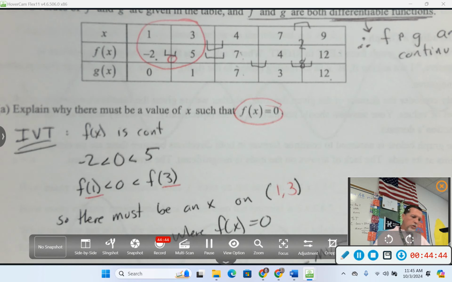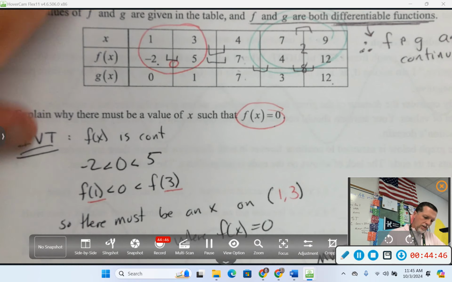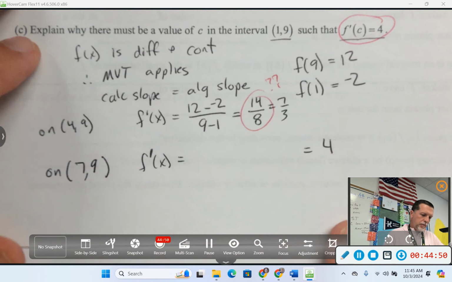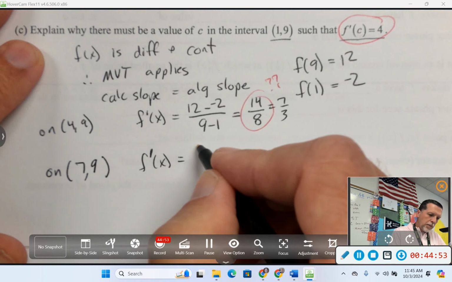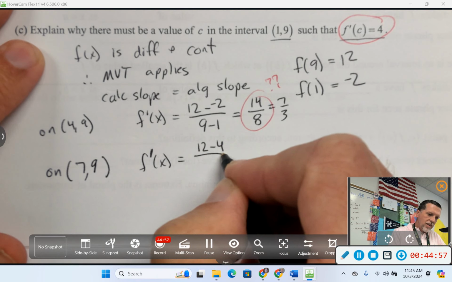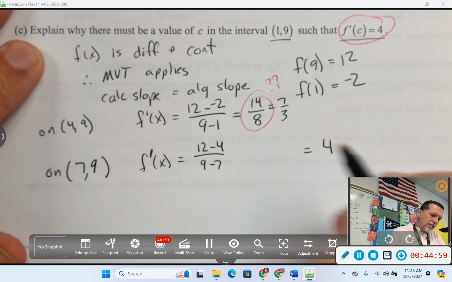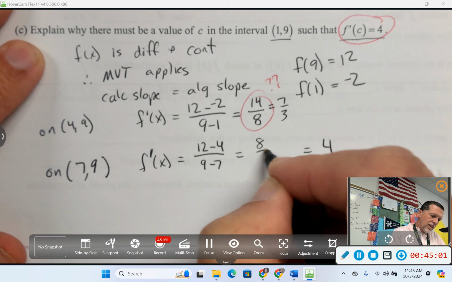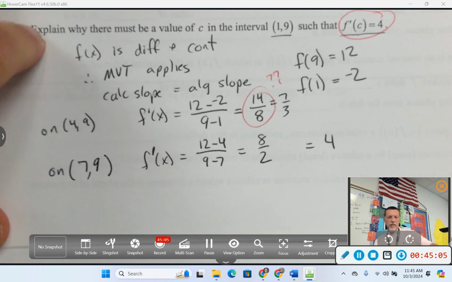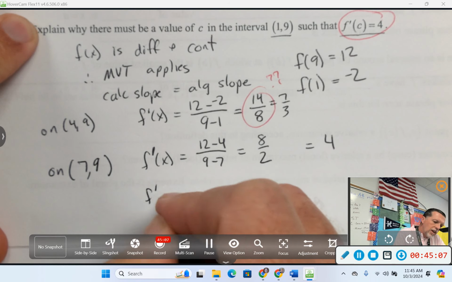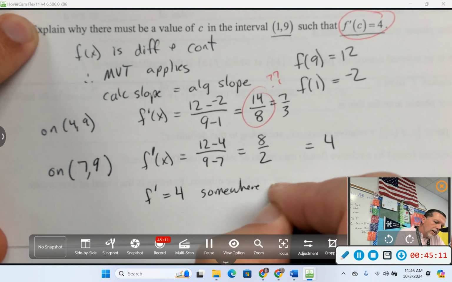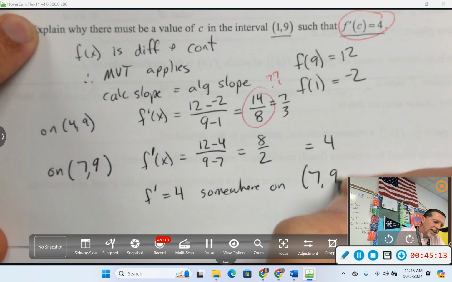Okay, so let's use those points now. So on 7 to 9, looking up at my table, 12 minus 4 over 9 minus 7. That's 8 over 2, that equals 4. So that means f prime equals 4 somewhere on 7 to 9.